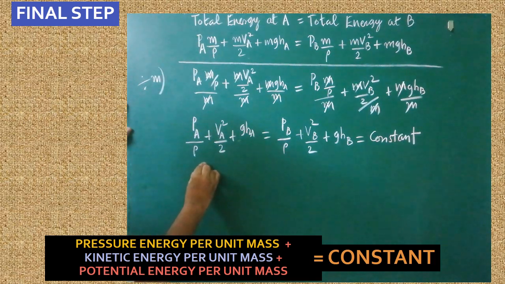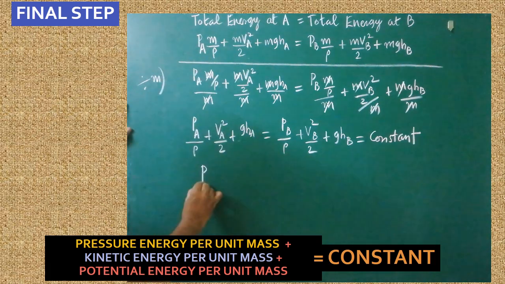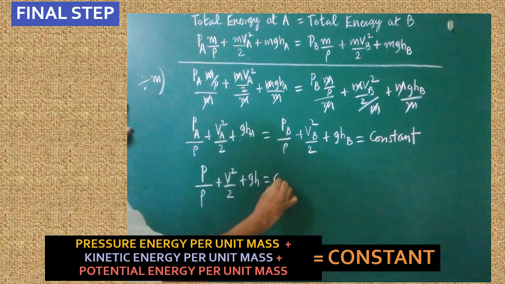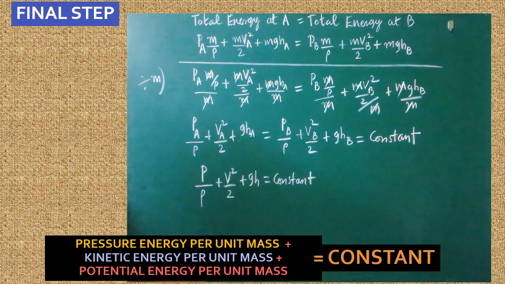For that we have to write the common equation. You can replace A, B, everything. Simply we can write it as P by rho plus V square divided by 2 plus GH. That one will be a constant. This is called Bernoulli's equation.